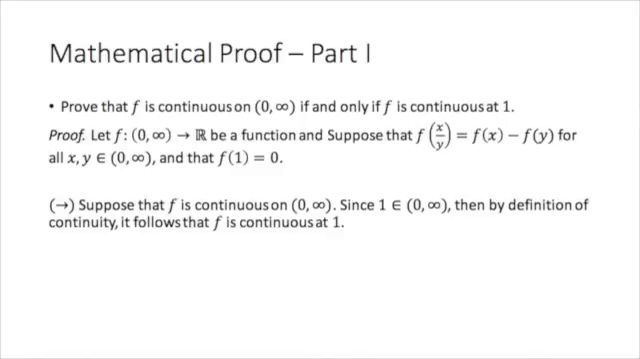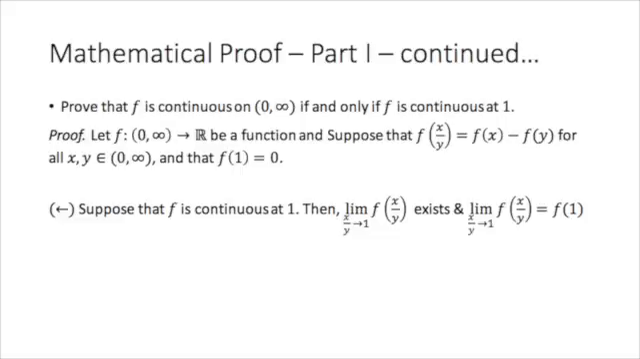So first we'll start with the right side, and we suppose that f is continuous on the open interval 0 to infinity. So we know by the definition of continuity that if f is continuous on 0 to infinity, then it's continuous everywhere in that interval. And since 1 is in that interval, then f will be continuous at 1. Then we go to prove the left side of the statement.